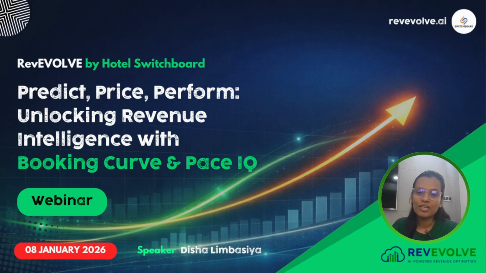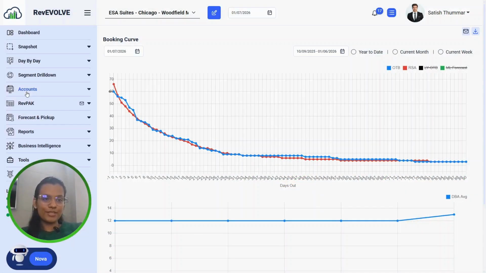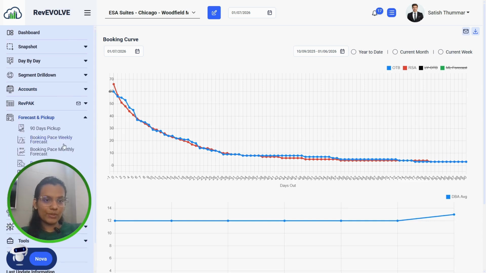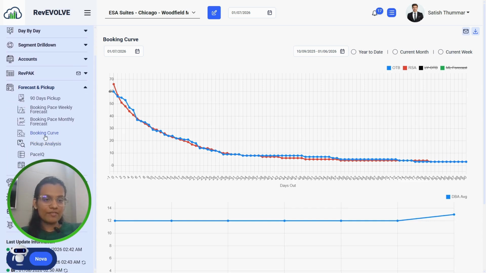So let's start with the Booking Curve. I'll quickly open a Booking Curve and explain how we can make strategic decisions using this widget. So here, when you open the RevEVOLVE dashboard, you can see the forecast and pickup, under which you can see the Booking Curve. When you click on the Booking Curve, this is how the Booking Curve widget looks. So there's a booking curve by lead time, and before we interpret it, it is important to understand how the curve is actually created.